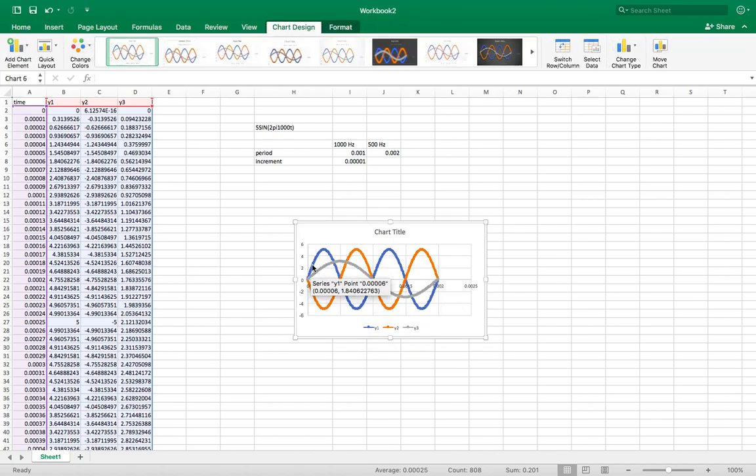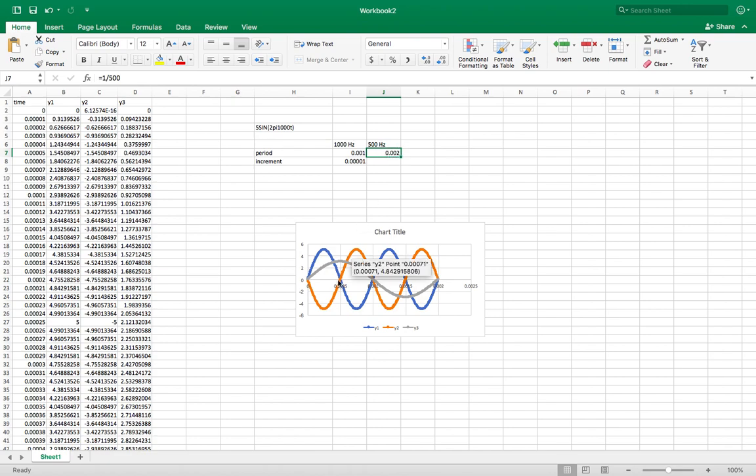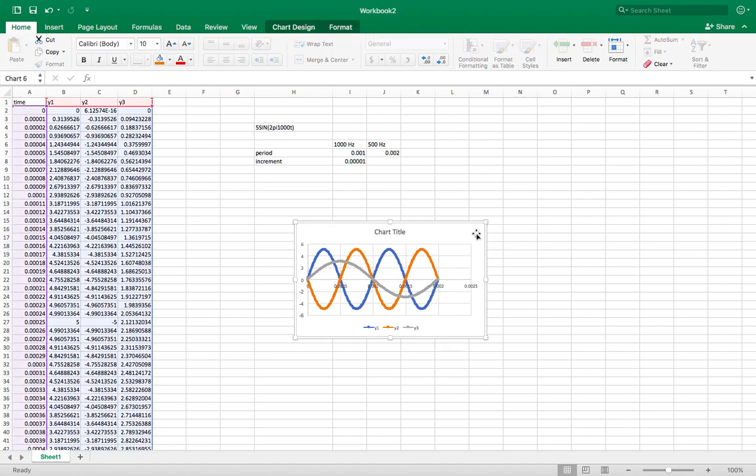Ta-da! The blue line is our 1000 hertz sine wave, and this time we've shown 2 periods, so 2 cycles of it. The orange is a 1000 hertz sine wave with a phase shift of pi, or 180 degrees. Again, it's showing 2 full cycles because we've gone to 2 times the period of 1000 hertz. And this gray line is the 500 hertz sine wave, and we've only gone out to 1 period, so it's only showing 1 cycle of this 500 hertz sine wave. So this is how you make a good looking sine wave in Excel.